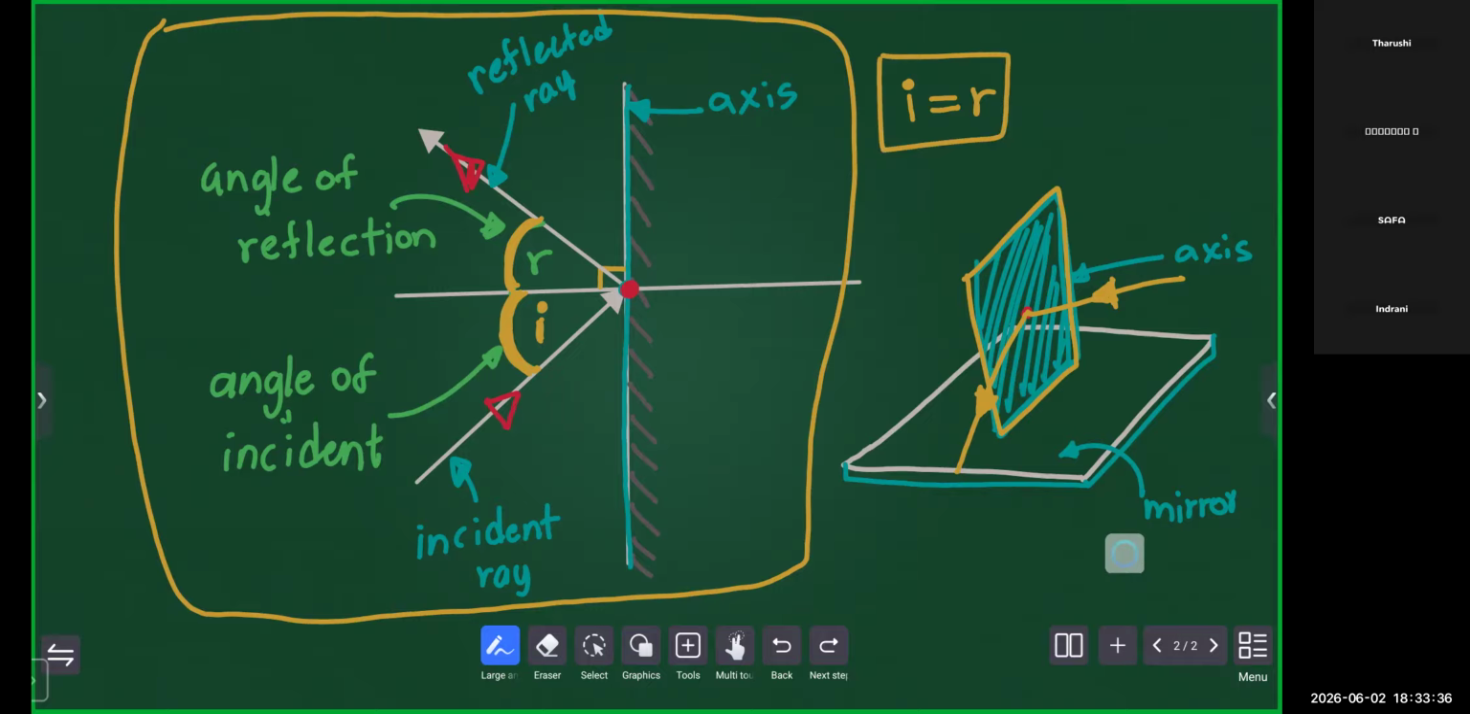Yeah, before that, let me share a screenshot of this on the chat. Okay. Let me share my screen now.